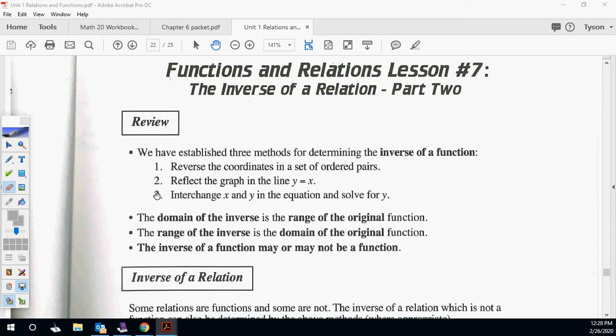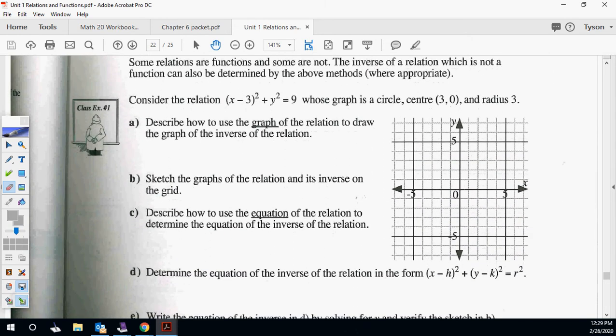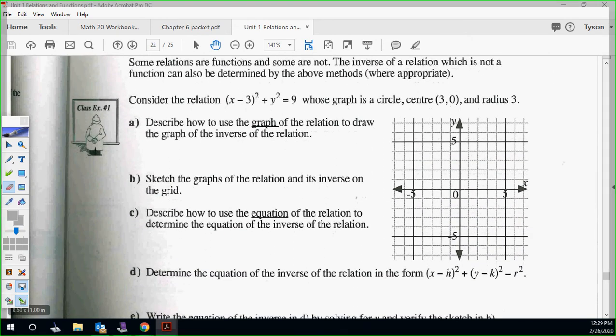Remember, domain of the inverse is the range of the original. Range of the inverse is the domain of the original. The inverse of a function may or may not be a function. It's kind of key points from our discussion yesterday. So inverse of a relation. Some relations are functions, some are not. The inverse relation, which is not a function, can also be determined by the above methods when appropriate.